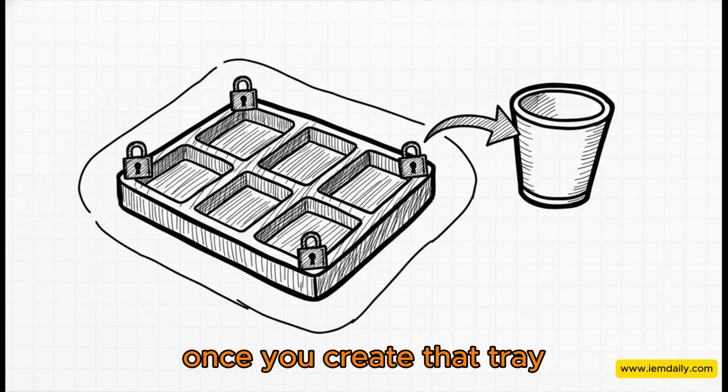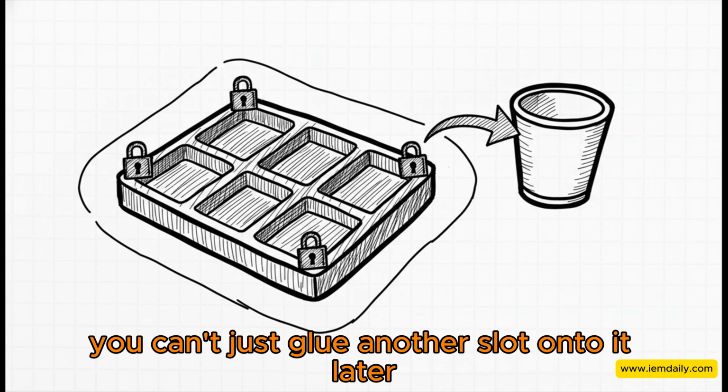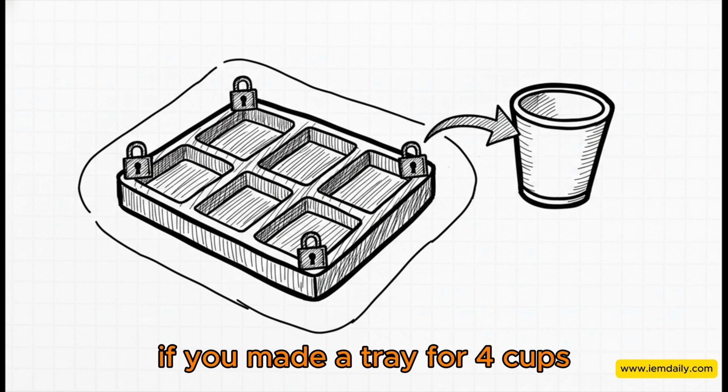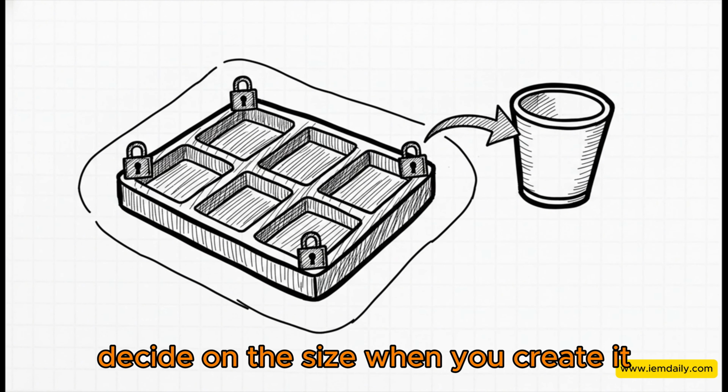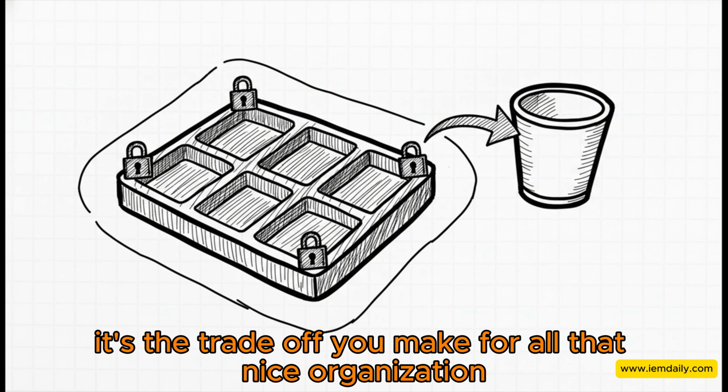Once you create that tray, you can't just glue another slot onto it later. If you made a tray for 4 cups, it will always be a tray for 4 cups. You have to decide on the size when you create it, and you have to stick with it. It's the trade-off you make for all that nice organization.